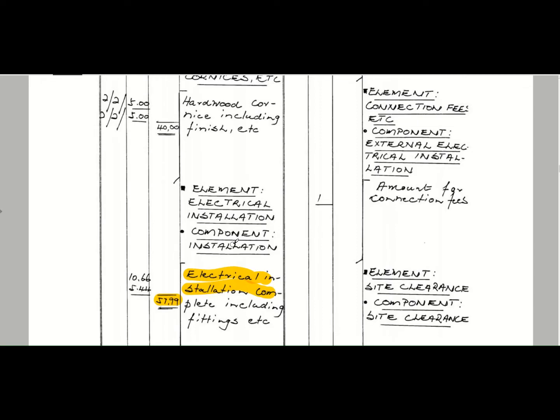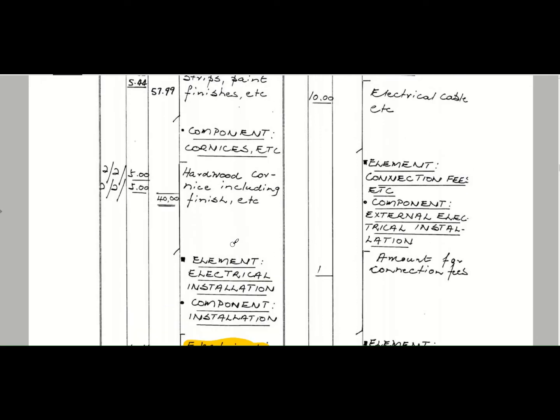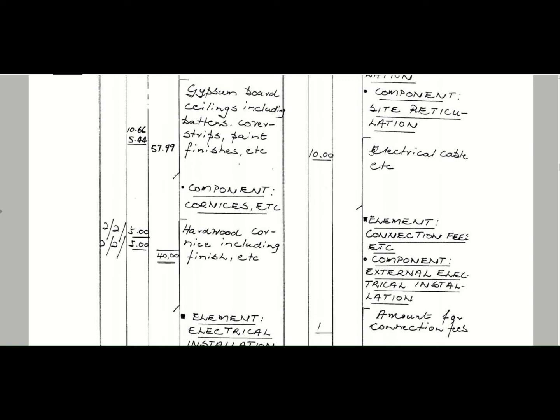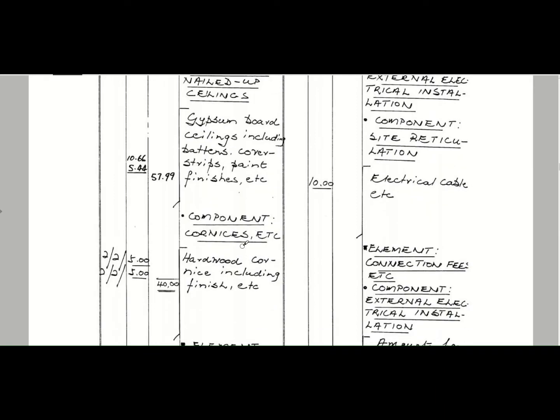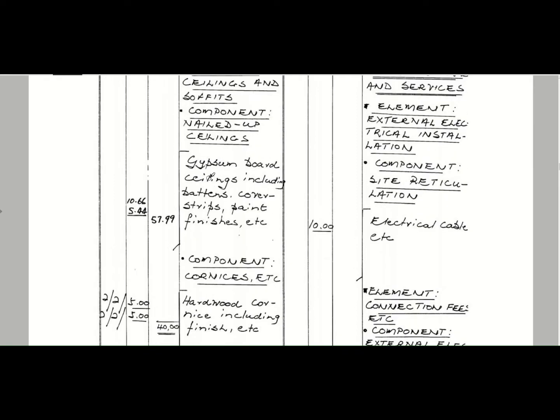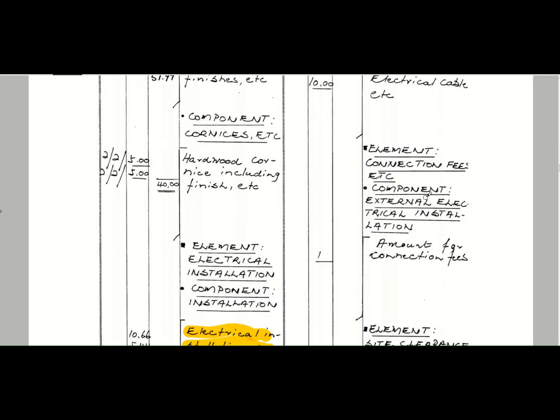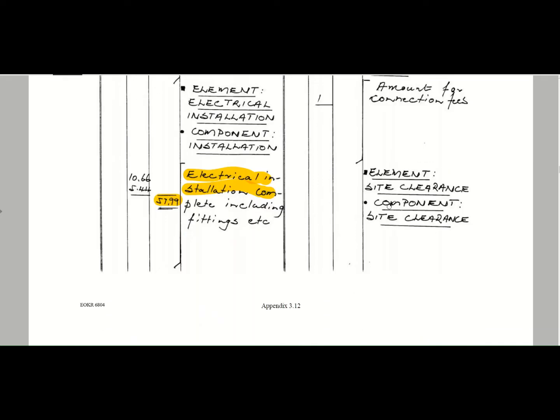The same with your plumbing. I just want to get to our plumbing. Okay, electrical cable, this is just for the main supply. Hardwood cornices, nailed up ceilings. Okay, we didn't have any bathroom fittings, but I'll get to that later on. Okay, elemental site clearance, just an allowance for that. Your guideline actually will prompt you for this also.